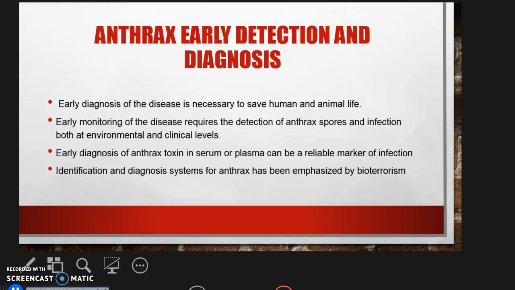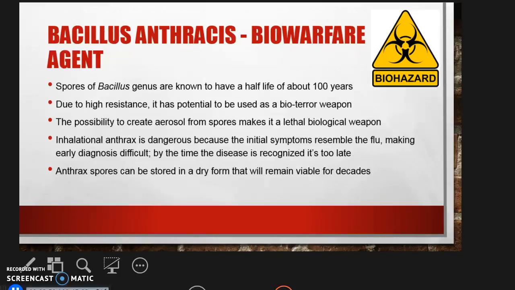These identification and diagnosis systems for anthrax have been emphasized and improved because of bioterroristic capabilities. To go into this, as we said before, it has a very long half-life of about 100 years, and due to the resistance, it has the potential to be used and has been used as a bioterror weapon. Inhalational anthrax is dangerous because initially it resembles the flu, making early diagnosis difficult, so by the time the disease is recognized, it tends to be too late, and it can be stored in the dry form that remains viable for decades.